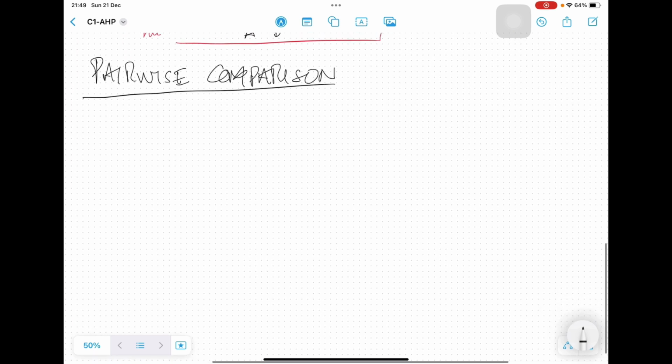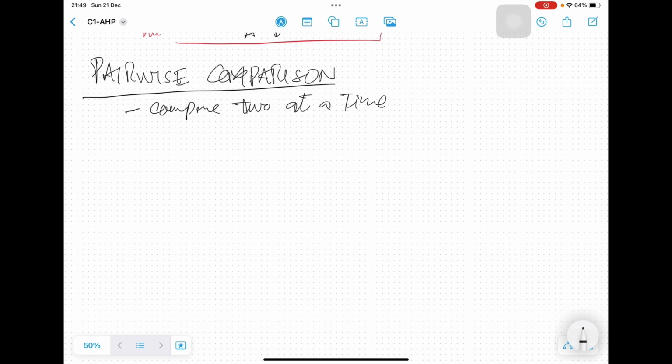Pairwise comparison. That means compare two at a time. Instead of comparing everything at once, AHP compares only two elements at a time. Humans are much better at making relative judgments than absolutes. This is what AHP is doing. Like, it's easier to say quality is more important than price than to assign an absolute number to quality.